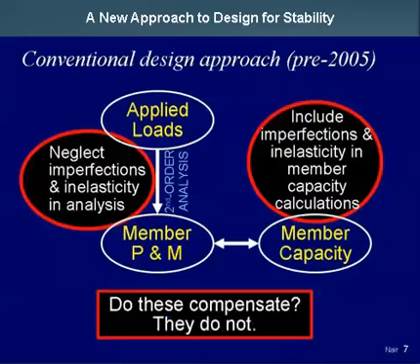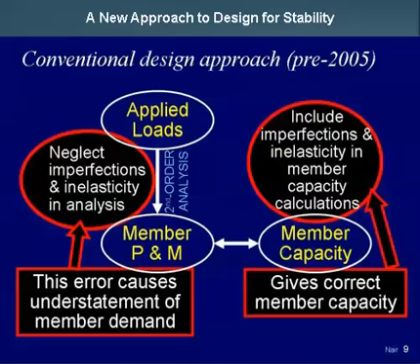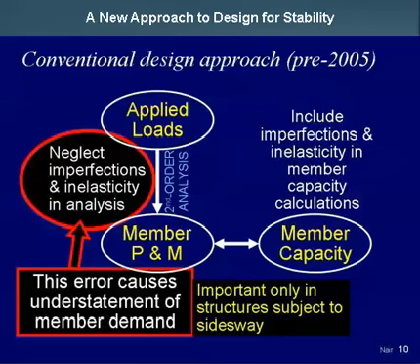Well, they clearly do not compensate, because by neglecting imperfections and inelasticity in the analysis, we are understating member demand. I think you can see quite clearly that if you neglect imperfections, you're going to get forces and moments, or at least moments, that are less than what they should be. While including imperfections in the member capacity gives you the correct member capacity. So you're comparing an understated demand with the correct capacity. So there's clearly something wrong here. It doesn't work.